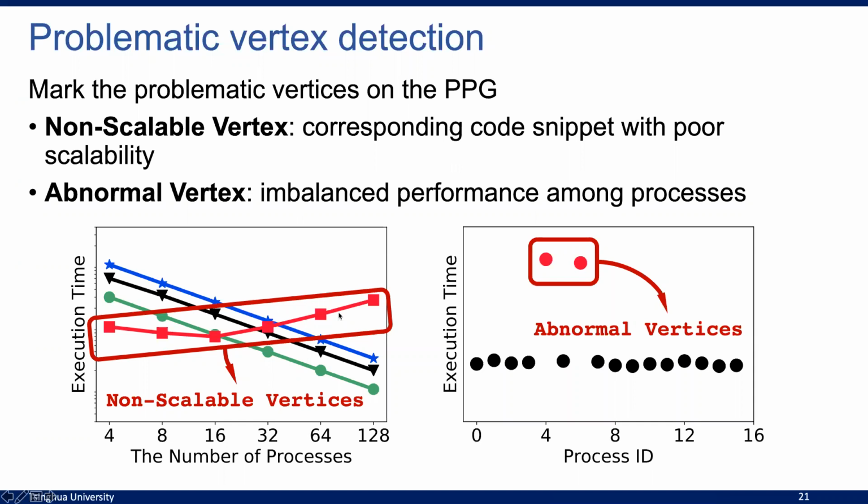The second one is abnormal vertex. It stands for a vertex with imbalanced performance among processes. For example, in this graph, the horizontal axis is process ID, and the vertical axis is execution time. We find that the red points have significantly different performance from the other black points. So we mark them as abnormal vertices.